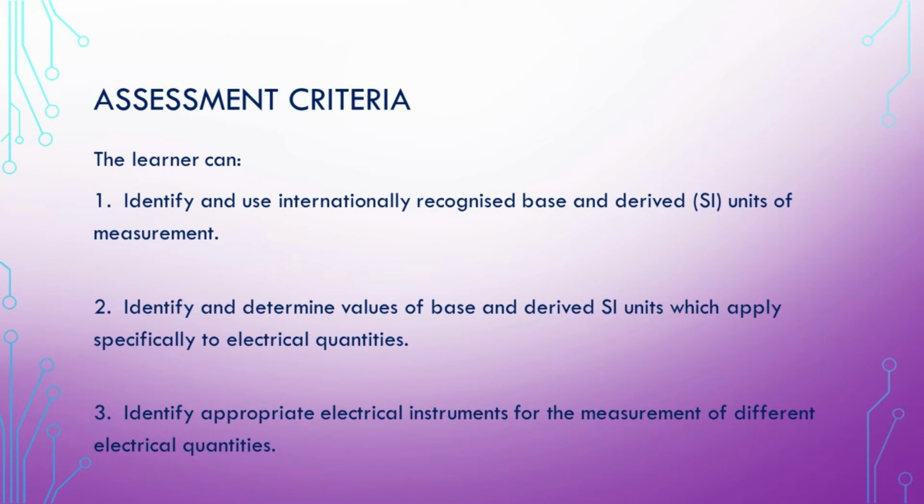Assessment criteria number 2 is the ability to identify and determine values of base and derived SI units which apply specifically to electrical quantities. And the third is to identify appropriate electrical instruments for the measurement of different electrical quantities. So the ability to understand what is needed equipment-wise to be able to measure the appropriate SI values.